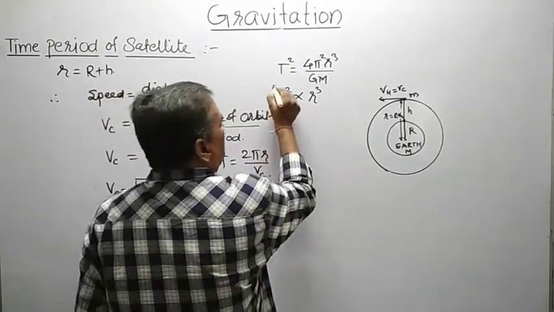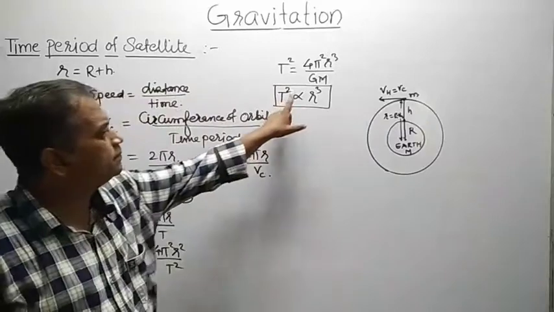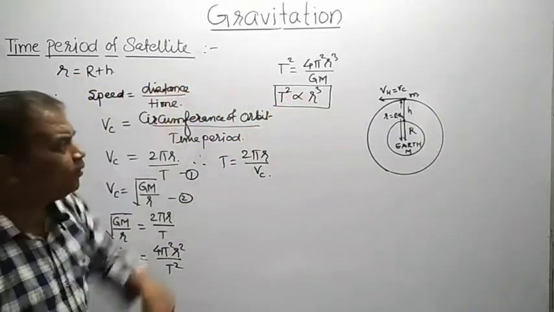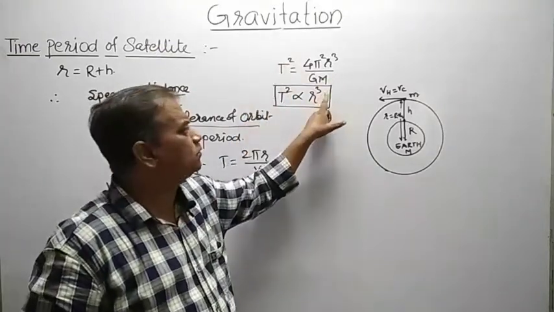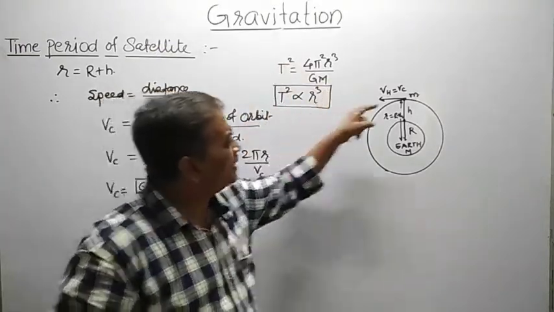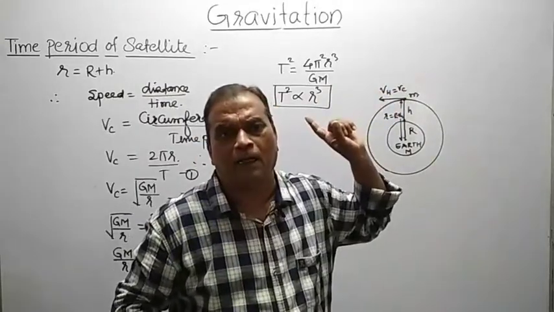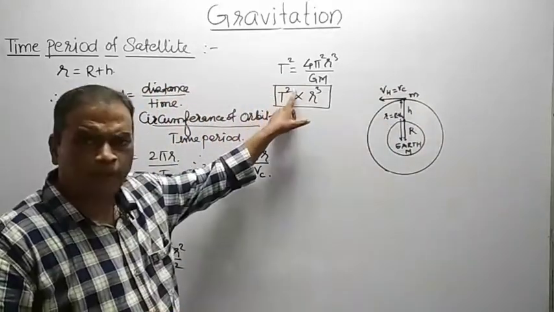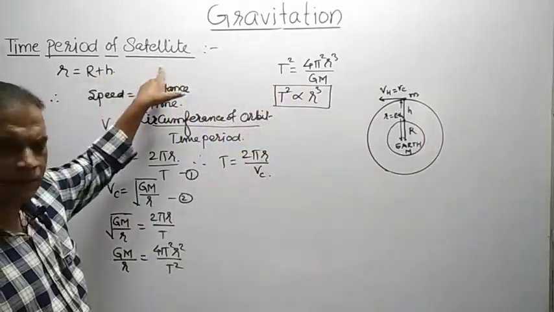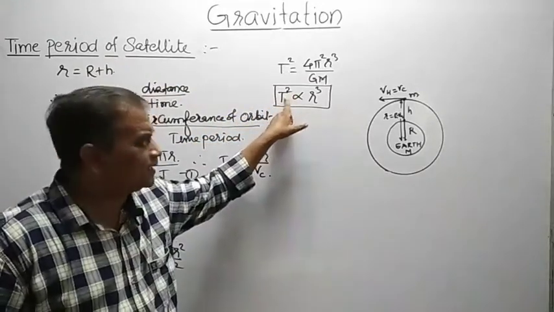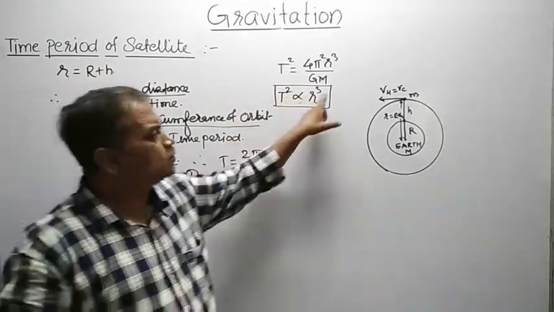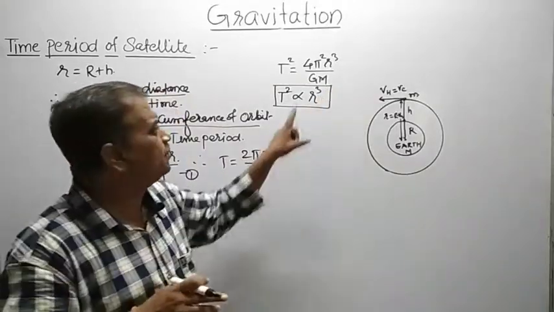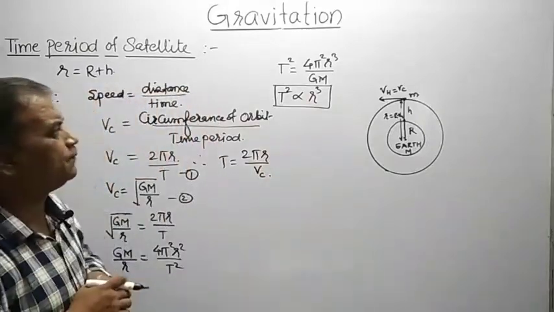Now how to read it? The square of the period of revolution of a satellite around the Earth is directly proportional to the cube of the radius of the circular orbit around which that satellite is revolving around the Earth. The square of the period of revolution of a satellite is directly proportional to the cube of the radius of the circular orbit of a satellite. Cube of radius of what? Circular orbit of a satellite.